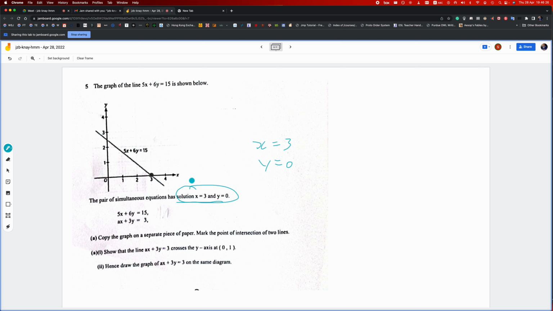Label. How do you label a point? No, no, no, wait. X equals to 3, y equals to 0. How come you got 2 points? You're supposed to have 1 point only. X equals to 3, y equals to 0 is only 1 point. So which point is it? Just mark that point and label. You label the point this way? This is the point, but how do you label the point? No, this is not the way to label a point.